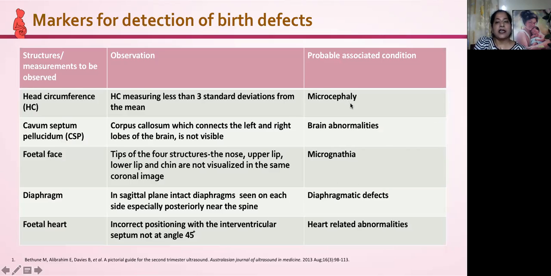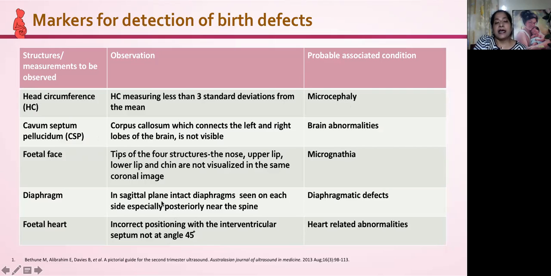The markers of these birth defects which can be seen on a scan: a head circumference less than 3 standard deviations helps in identification of microcephaly. The cavum septum pellucidum and corpus callosum, which connects the left and right lobes of the brain, if not visible, identify brain anomalies. In the fetal face, the tips of various structures like nose, upper lip, lower lip, and chin, if they are not visualized in the same coronal image, it denotes micrognathia.